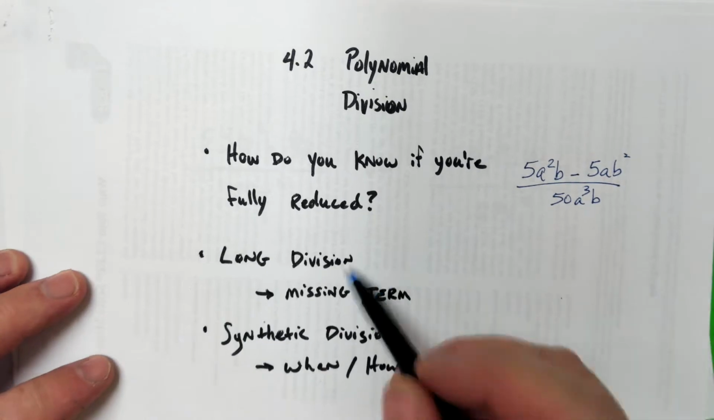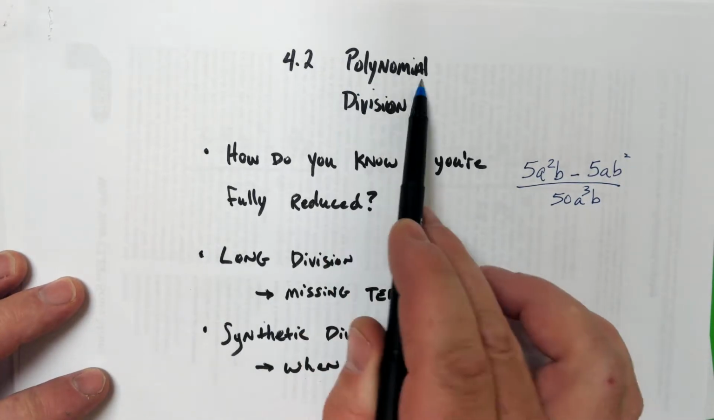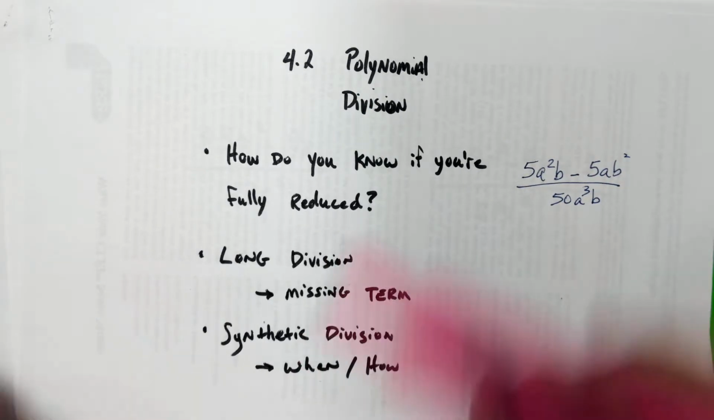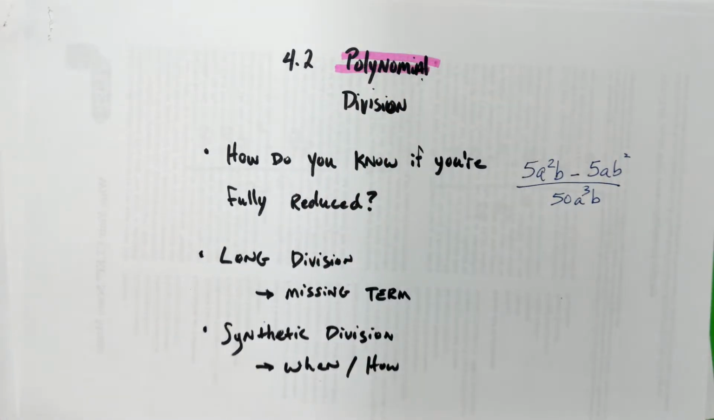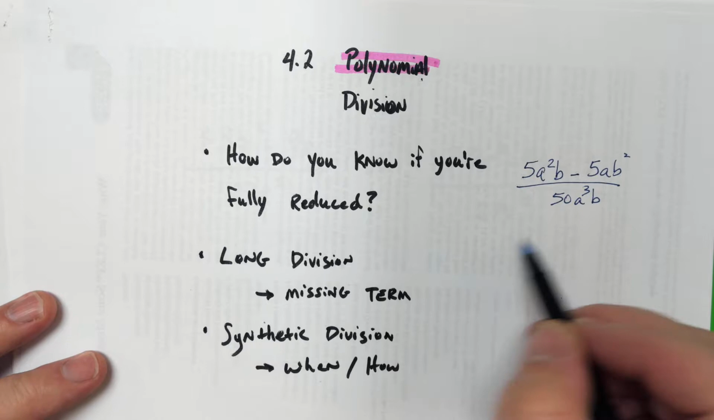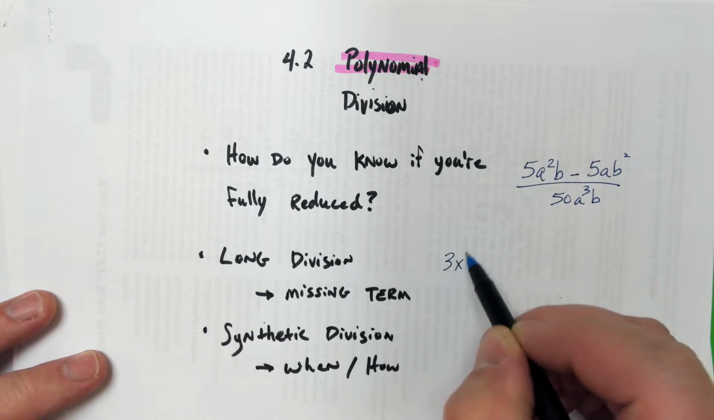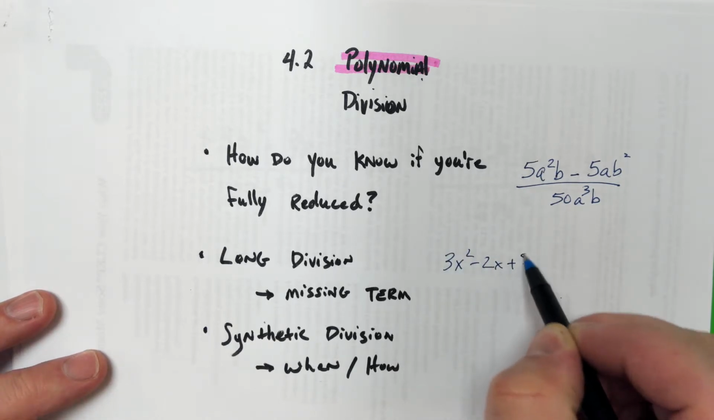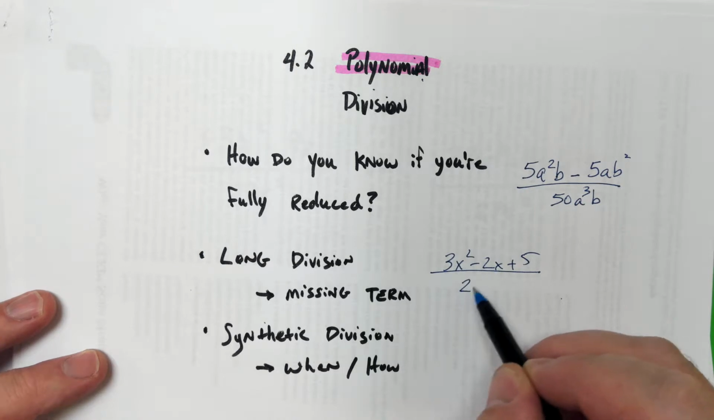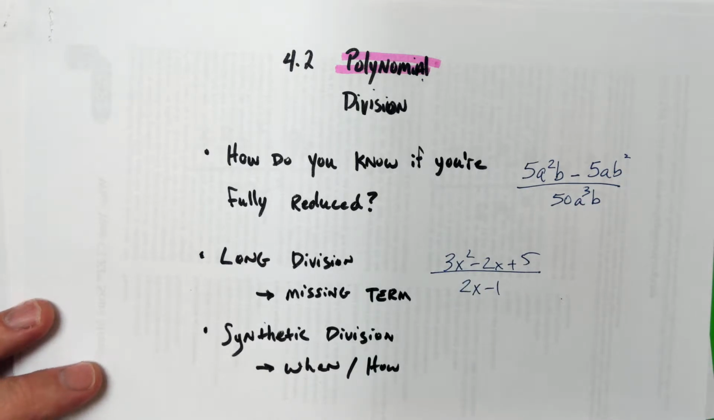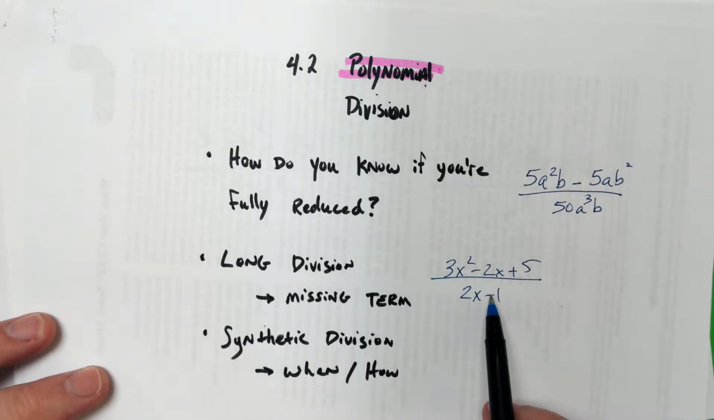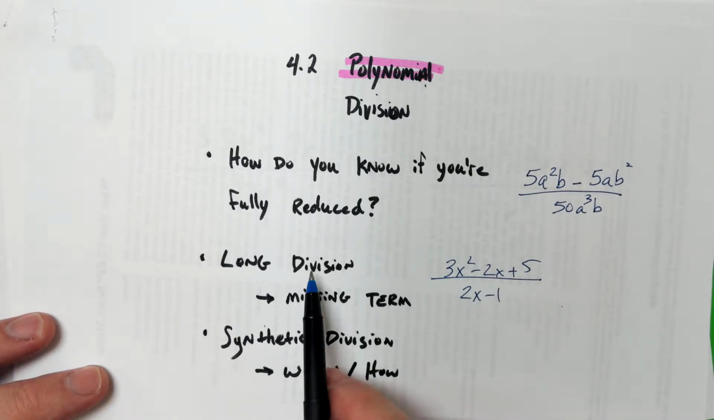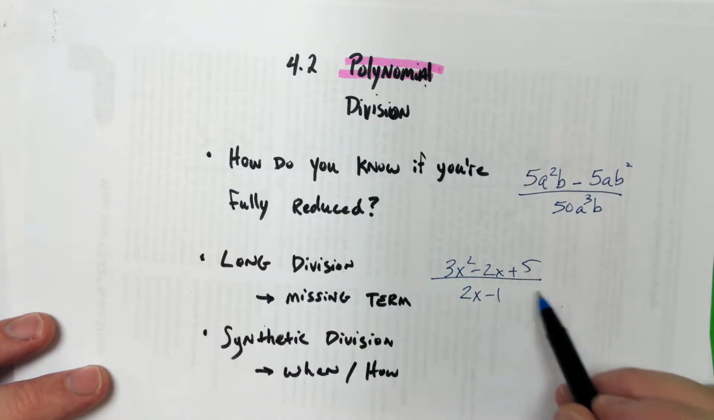Then we're going to do long division for polynomials. So that's going to be something like if you had, I don't know, 3x squared minus 2x plus 5 divided by 2x minus 1 or something. Okay? This one's probably not one we're going to do. You have to be very careful with these when you make up practice problems. But, yeah, we're going to do long division.